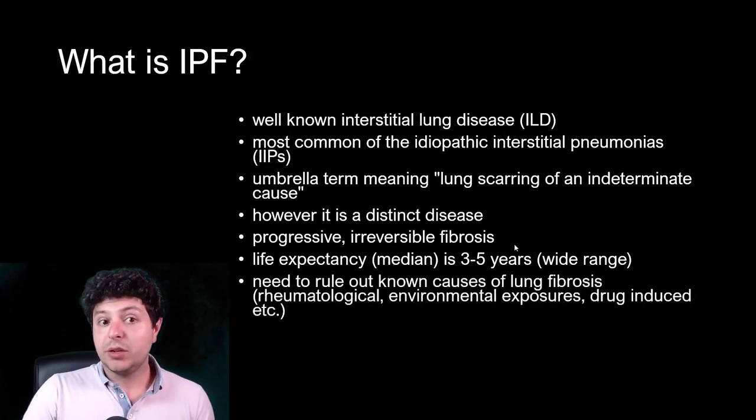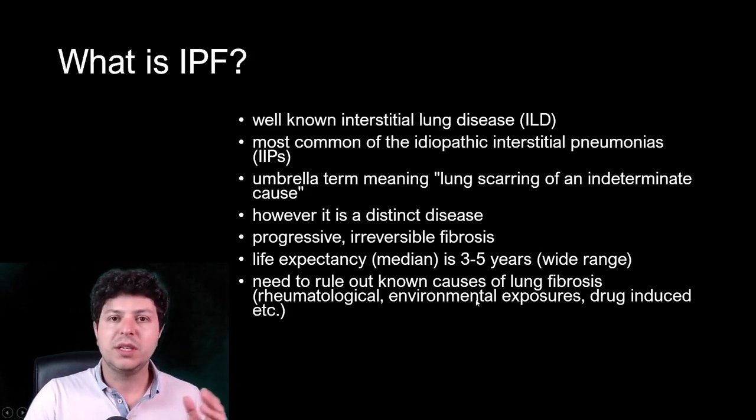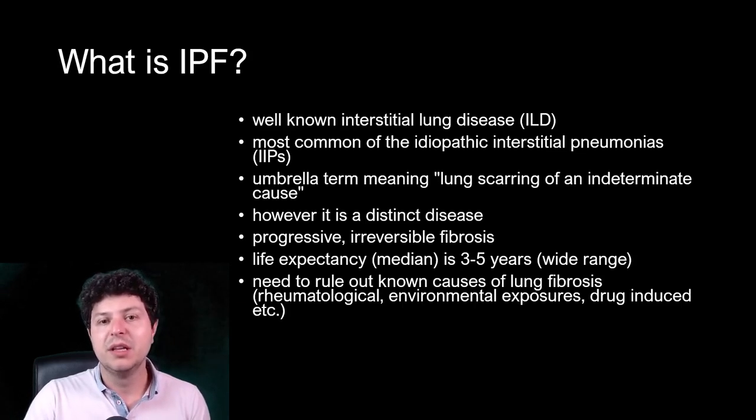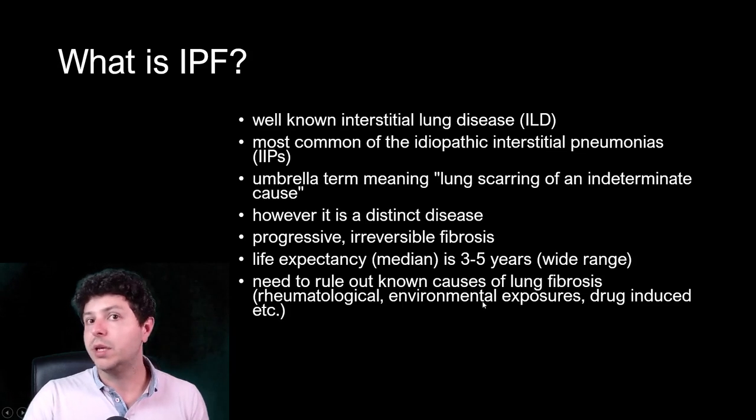So to make a diagnosis of IPF, it's important to rule out known causes of lung fibrosis. These can be caused by rheumatological disease, connective tissue disease, for example, scleroderma, Sjogren's, etc. You need to rule these out because they would be treated differently compared to IPF. Exposures in the environment: if there's something in the environment that's causing lung fibrosis, that's not IPF. You remove the exposure and the patient might get better.